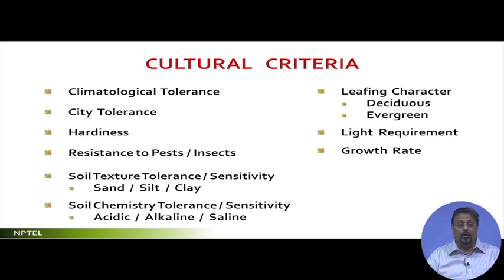You also have to check the growth rate. If you take one particular plant from one cultural context to another, you will find that the growth will vary. It will be impeded or it will be faster. It all depends on the different climatic and cultural conditions. So growth rate is another factor.